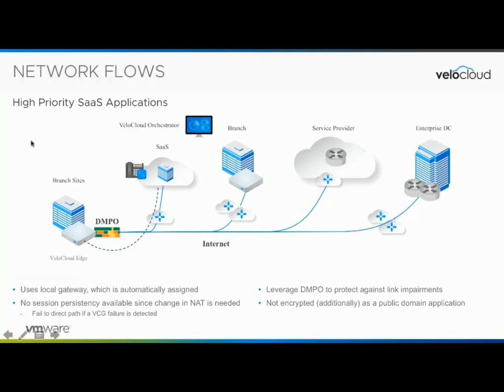SaaS application traffic goes through those cloud gateways. We do the GeoIP lookup and we select the nearest gateway to that edge device. And that's where the overlay tunnels are built from the edge device to the gateway. And then from the gateway, the handoff happens to that SaaS application.